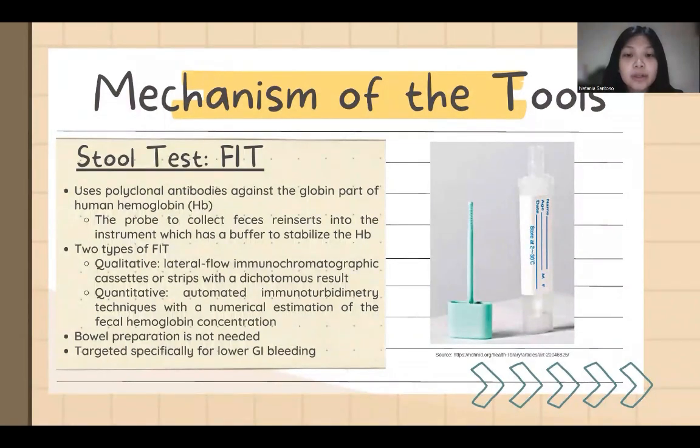It uses polyclonal antibodies against the globin part of human hemoglobin. The probe that is used to collect feces is reinserted into the instrument, which has a buffer to stabilize the hemoglobin. There are 2 types of FIT available, qualitative and quantitative. Qualitative tests use lateral flow immunochromatographic cassettes or strips with dichotomous results, while quantitative tests use automated immunoturbidimetry techniques with a numerical estimation of the fecal hemoglobin concentration. To take this test, the patient doesn't need to do bowel preparation. This test is targeted specifically for lower GI bleeding.